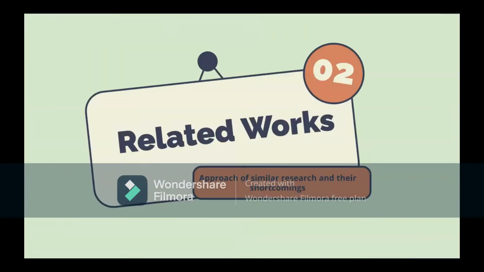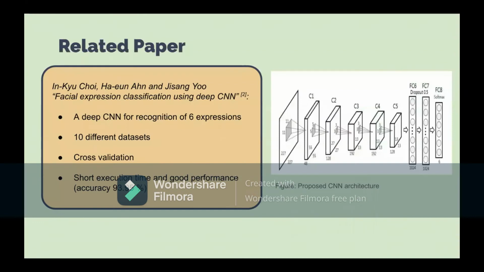Now let's move to the related works part. There is plenty of existing research in the FER domain. In particular, a recent paper by In-Kyu Choi, Facial Expression Classification using DeepCNN, introduced a model with accuracy of around 94% and short execution time.